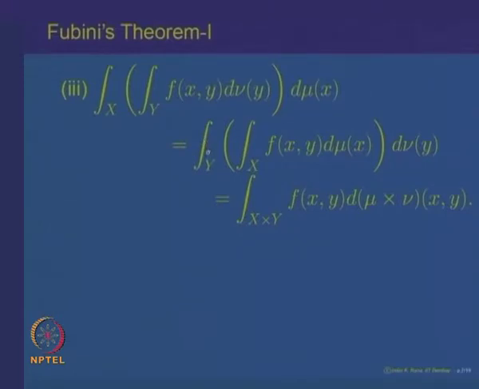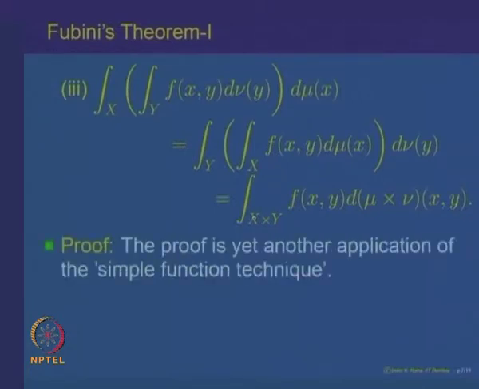So, the claim is that for a non-negative measurable function, the integral with respect to the product measure is equal to the two iterated integrals. Once again, the importance being you are integrating one variable at a time. So, let us prove this result.